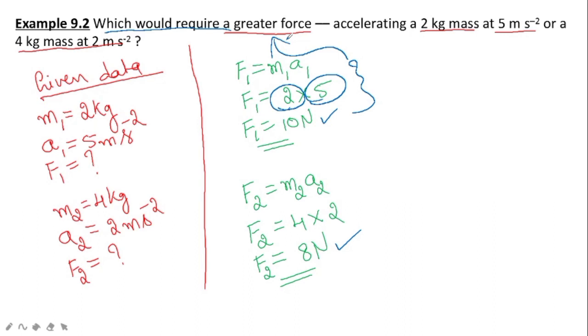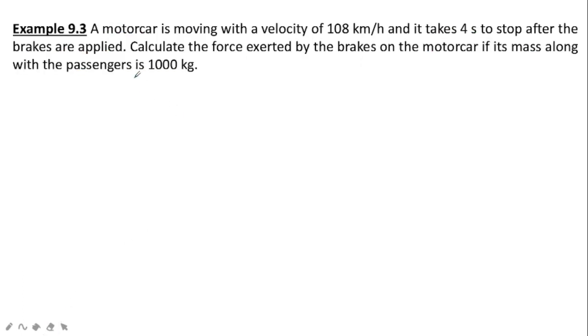So now shall we move on to the next problem? Yeah, that is example 9.3. So look at this problem. A motor car is moving with a velocity of 108 km per hour and it takes 4 seconds to stop after the brakes are applied. Calculate the force exerted by the brakes on the motor car if its mass along with the passengers is 1000 kg. So how to calculate this? Yeah, we will try for that.